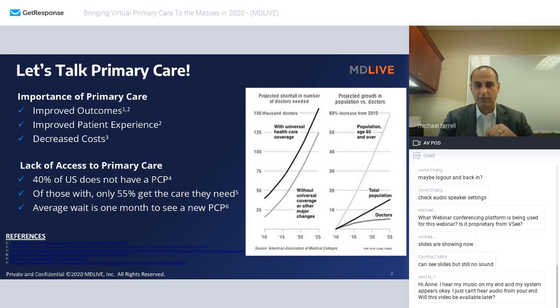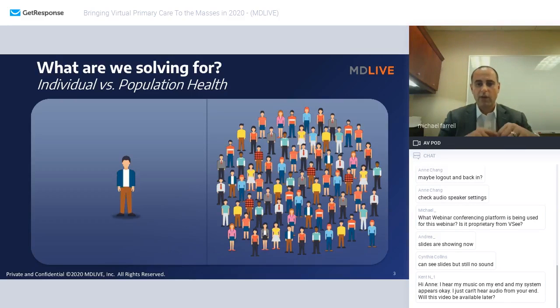So what MDLIVE is looking to solve is really not around just the individual itself. It's around how do you scale primary care to be able to take care of the masses, to be able to broaden a panel in which a typical primary care practitioner may see anywhere from 1,500 to 2,000 patients in their panel. But how do you contribute that to a large population and do the majority of the care virtually, which would free up access for other types of more complex patients inside the healthcare system today.